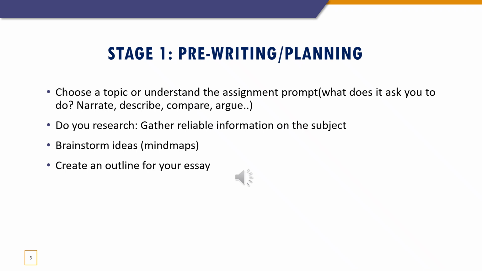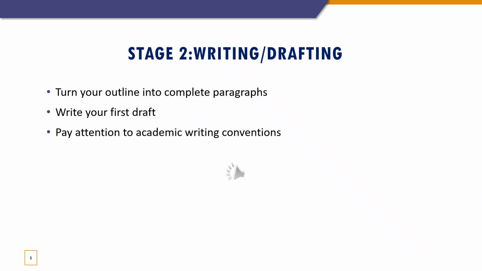After creating your outline, you are ready for stage 2, which is writing or drafting. Basically in this stage, you just try to turn your outline into complete paragraphs. All the ideas you brainstormed and how you organized them in your outline will now be turned into the first draft of your essay. While you are writing, you need to pay attention to the academic writing conventions, which means you need to make sure that you are writing in an academic style using proper grammar and vocabulary.